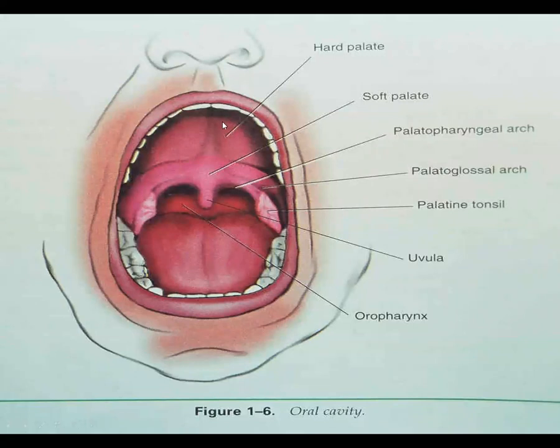So here's a picture. See here at the top is the hard palate, and then down here is the soft palate, and then we got the uvula in the very back. You see your tonsils, which is right there, and then on the whole very back there is the start of what's called the oral pharynx.